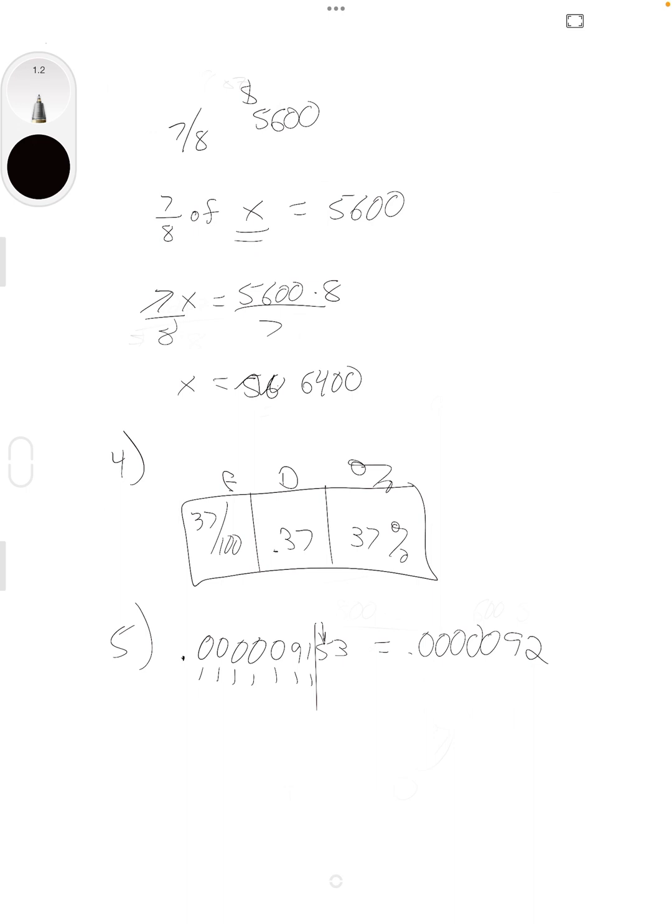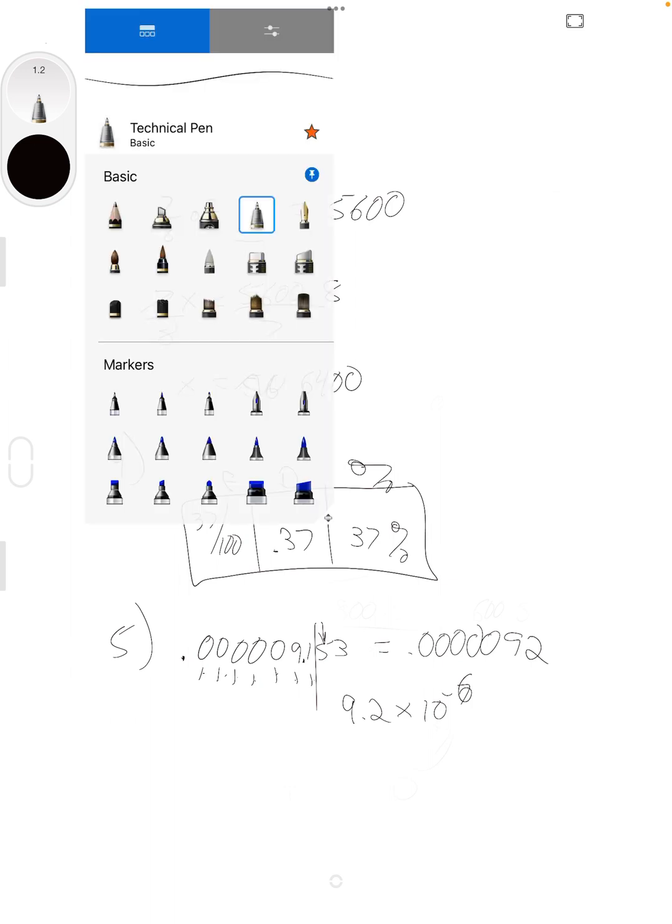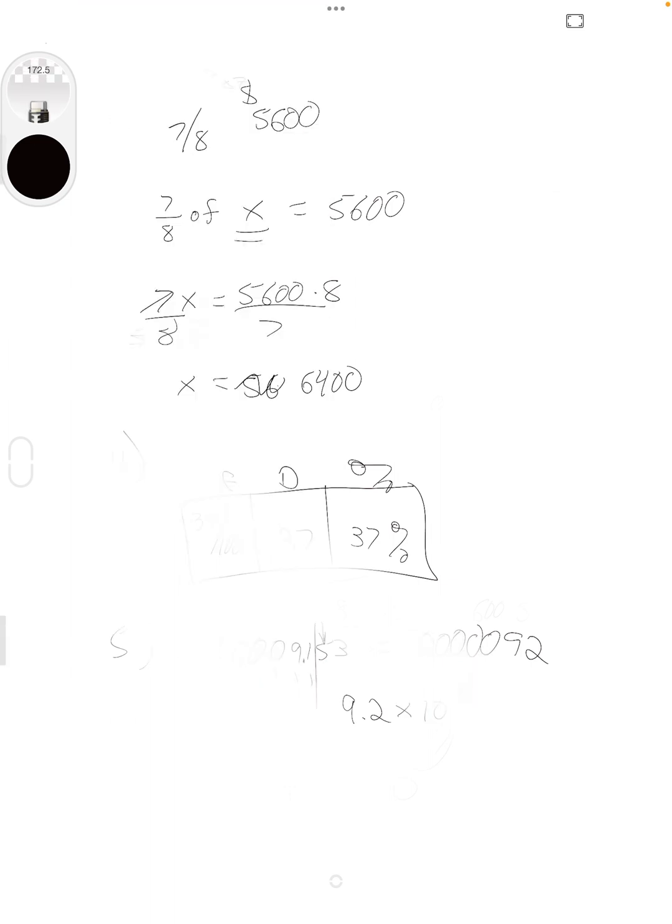And it says write it in scientific notation. Well, this becomes 9.2 times 10 to the, how many spots? 1, 2, 3, 4, 5, 6, 7. 10 to the negative 7 spots. That would be the answer. Or sorry, 9.2 would be here, 10 to the negative 6 spots. All right, and then let's clear this board and go to number 6.